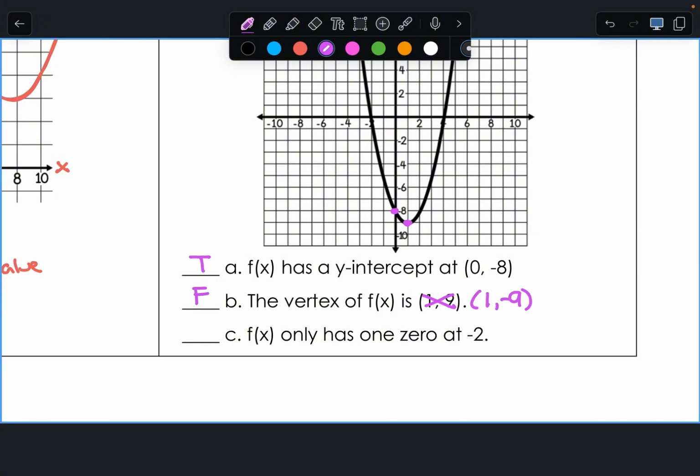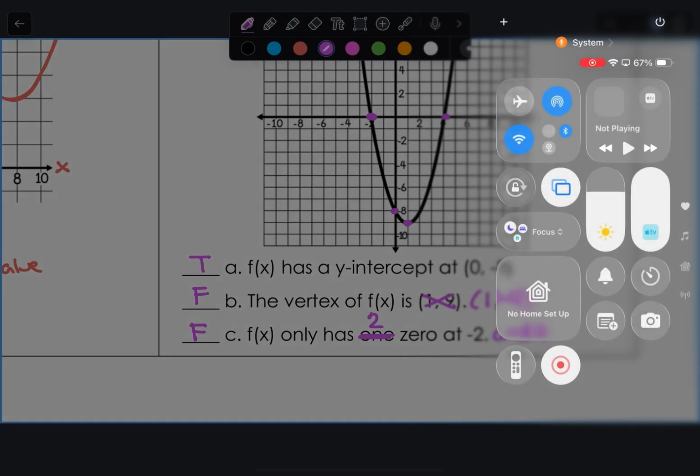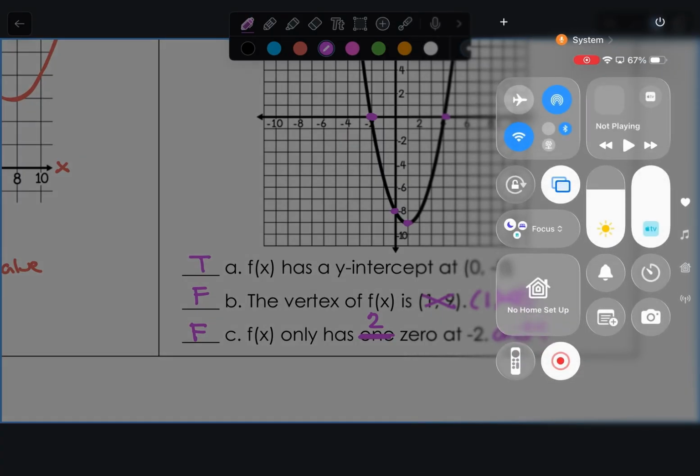And it says the f of x only has one zero. True or false? False. How many zeros does it have? It has 2 zeros. One of them is at negative 2, and the other one is where? 4. So that one was false. It's an introduction, so it shouldn't be too difficult.